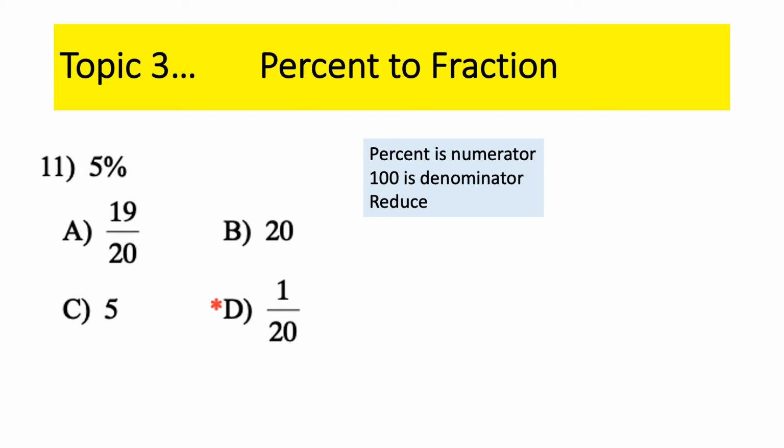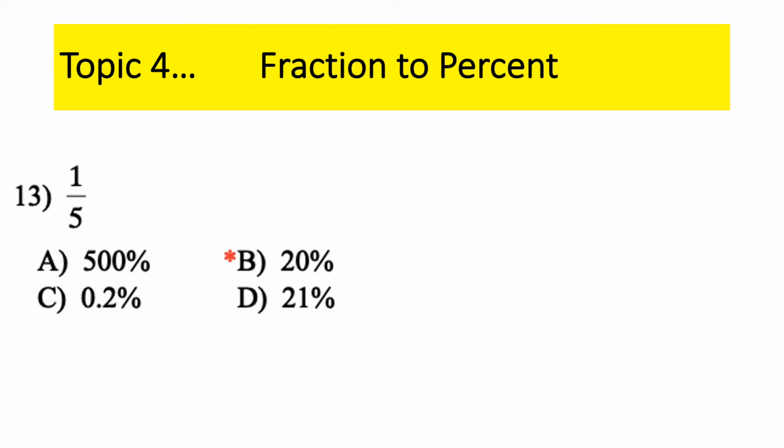One more time, percent to fraction. The number is the numerator. So 5% is 5. 5 is the top number, the numerator. Denominator is always 100 and reduce. 5 goes into both of those numbers, so 1/20. We good? All right. Topic 4, fraction to percent.